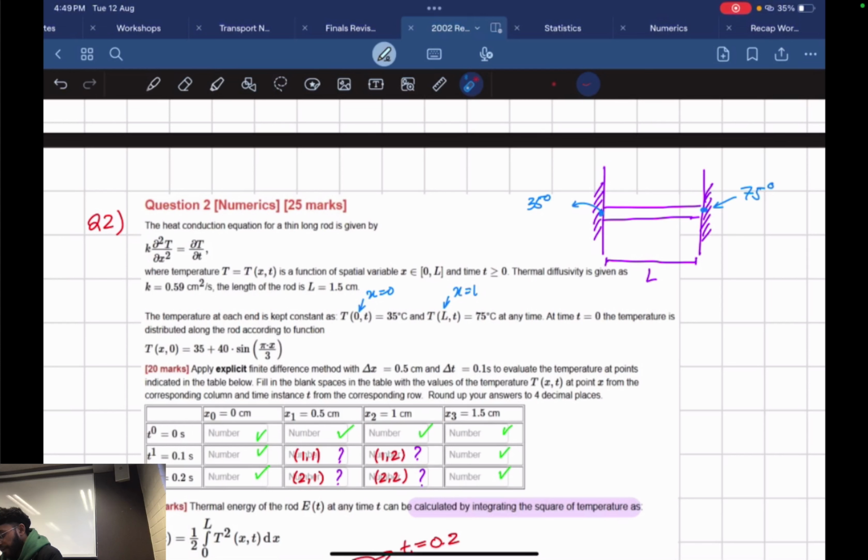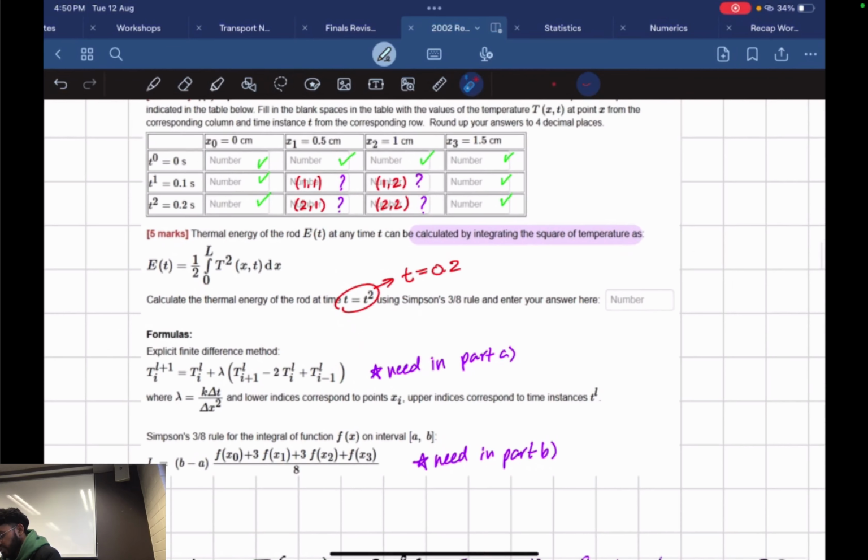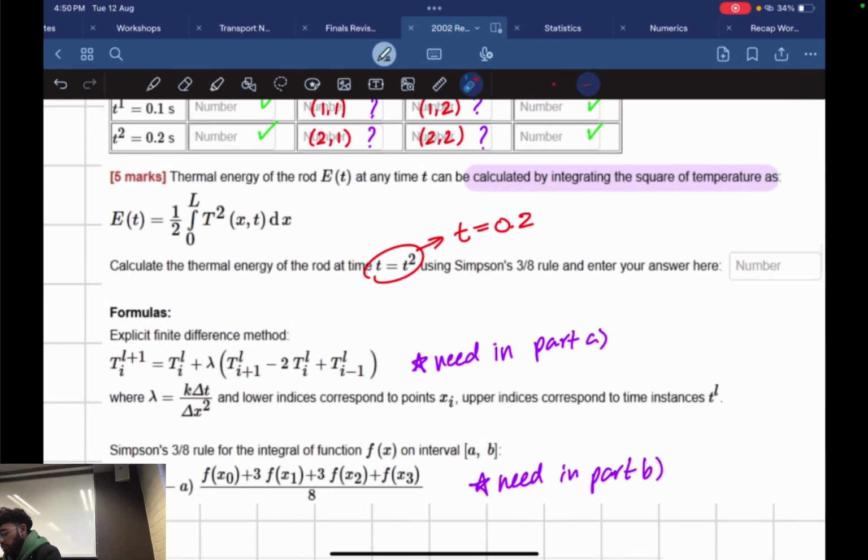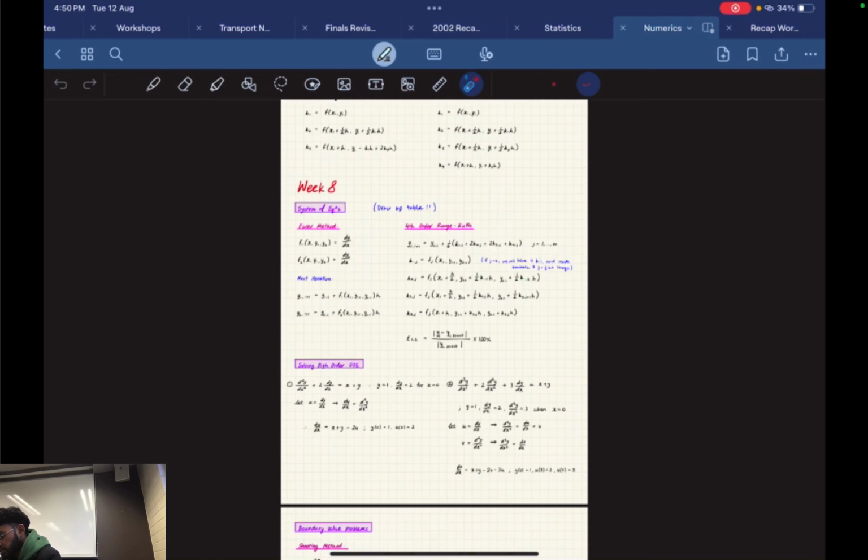Let's take a look. Apply the explicit finite difference method with delta x being that, delta t equals that, and fill in the blank spaces. The blank spaces stand for what the temperature is at a certain time and at a certain distance away from the origin. Any questions about that? Okay, cool. So the explicit formula, they've given it to us here. This is week 10 stuff. I'm going to pull up my notes really quickly.